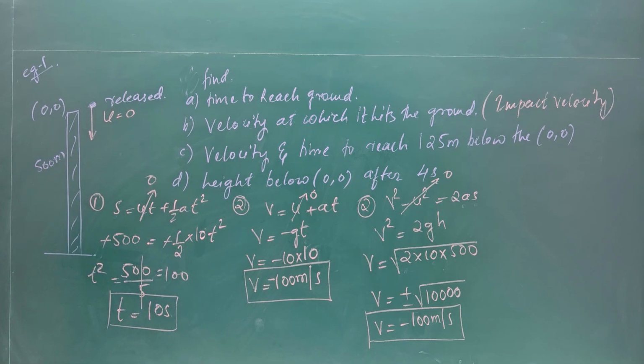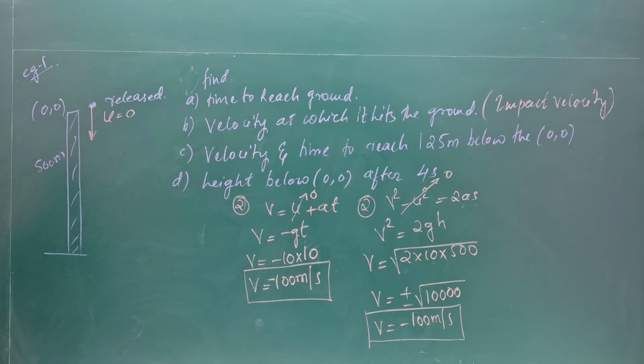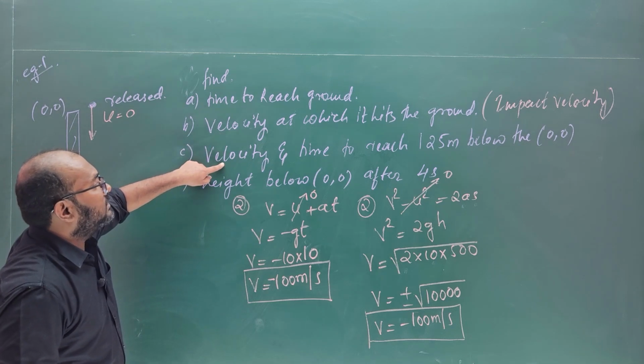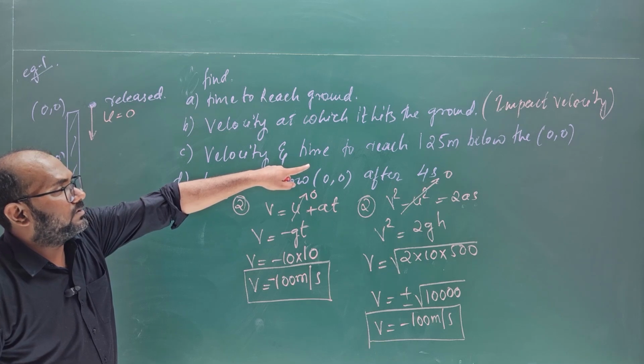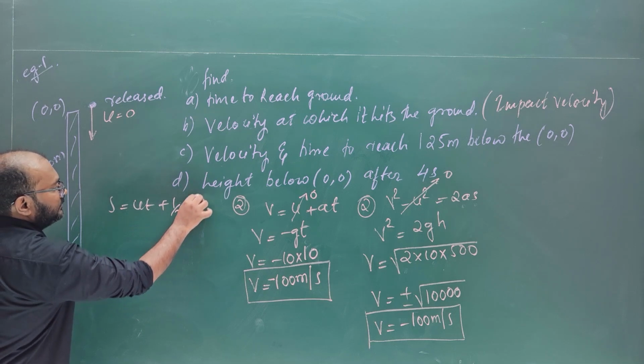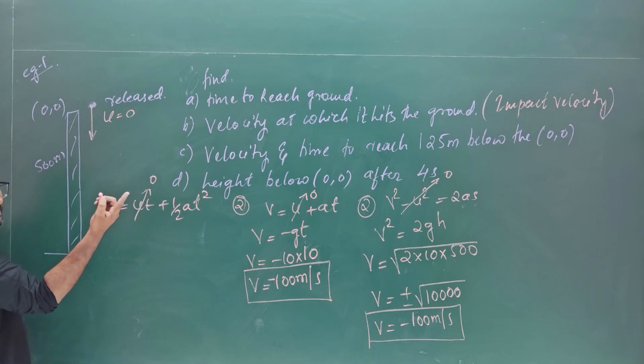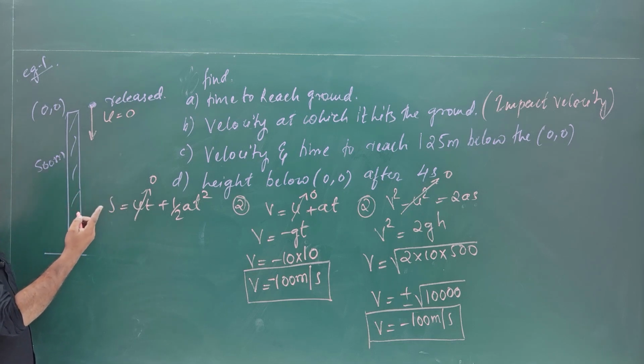And the third question is the velocity and time to reach 125 meters below 0. Shall I rub this one? Okay, let us calculate the time first. So he is asking you the velocity when it reaches 125. That means, can I again use s equals ut plus half at squared? Initial velocity I know is 0, and displacement this time he tells you is 125. He is asking at 125.